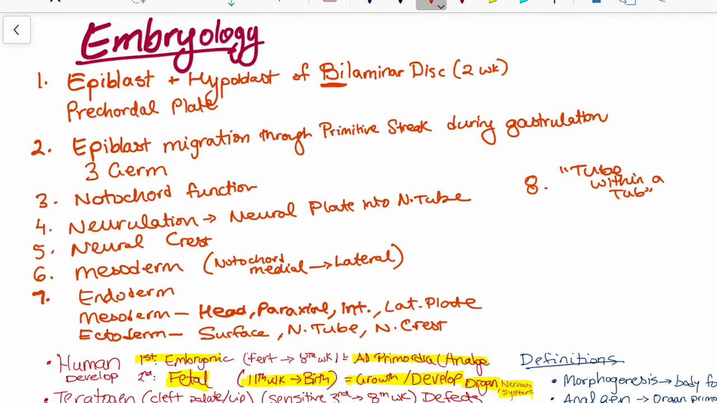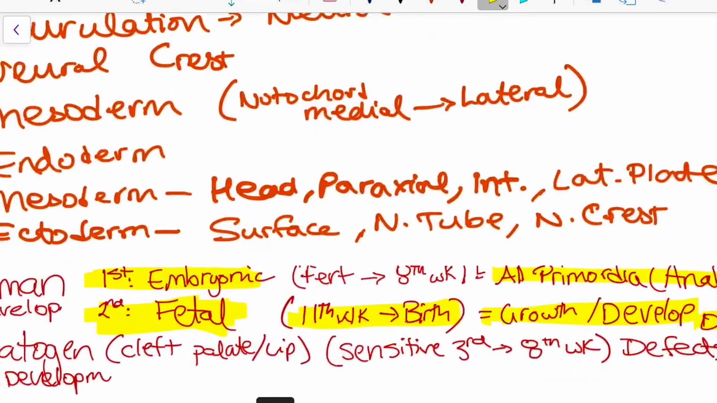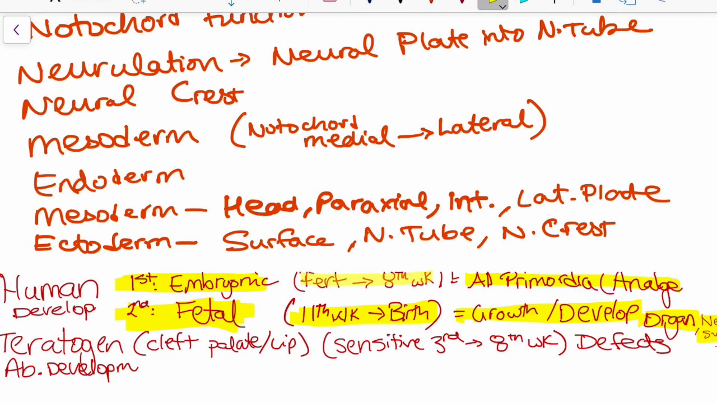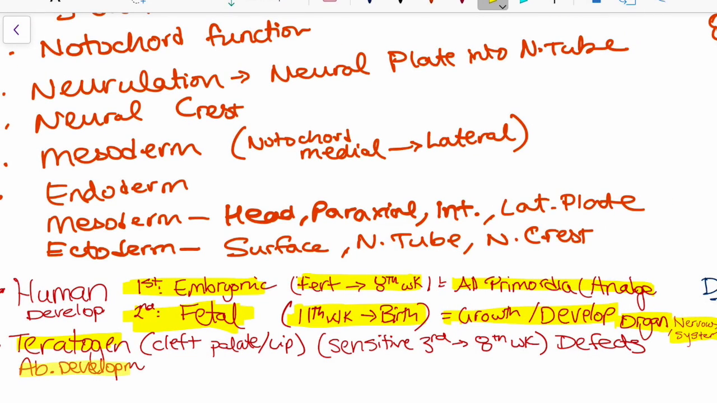So real quick, a few terminologies. We're talking about human development, and human development is categorized in 2 stages. The first, embryonic stage, goes from fertilization to 8 weeks in utero. Fetal is from 9 weeks to birth, and most of the sensitivity to defects, the teratogens, is right here. So your teratogen is your abnormal development, like cleft lip, cleft palate. It's most sensitive in the 3rd to 8th week, but it causes changes in the fetal period, which makes sense.